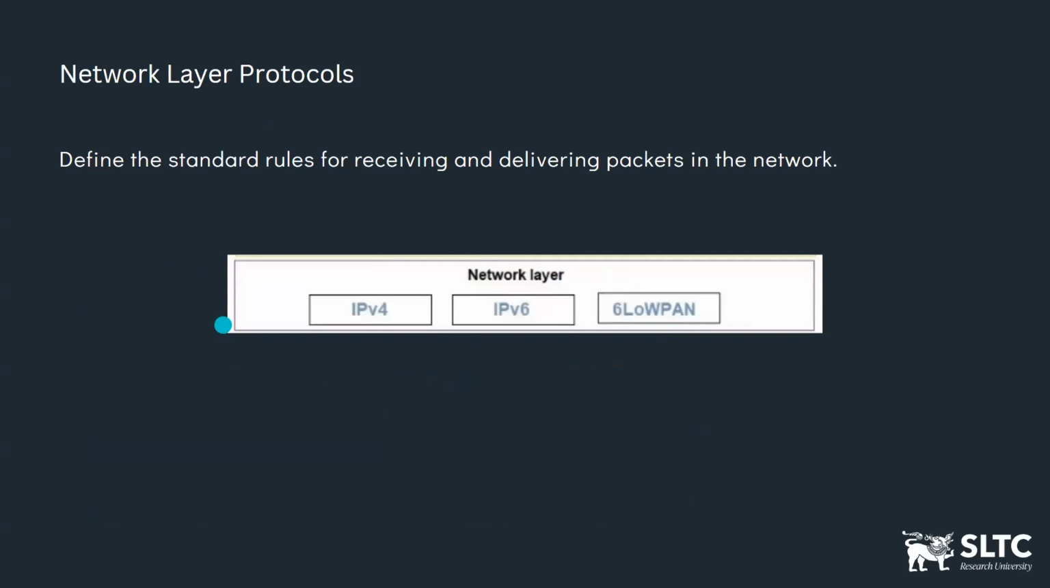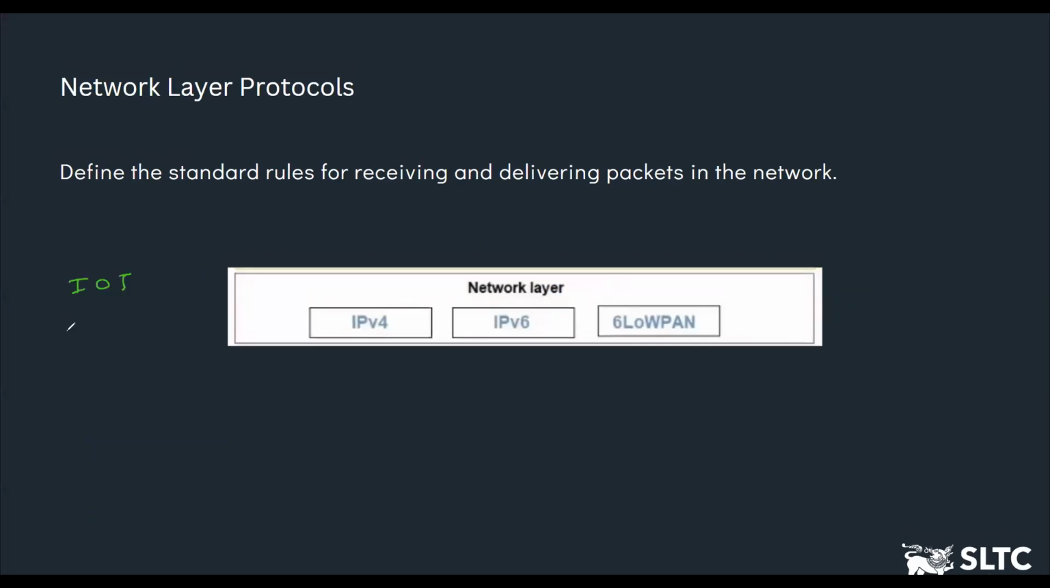So we will now move to the next, network layer protocols, right? We talked about the physical and data link layer protocols in the IoT protocols, and we now move on towards the network layer protocols. Then we have the transport layer protocols and the application layer protocols.